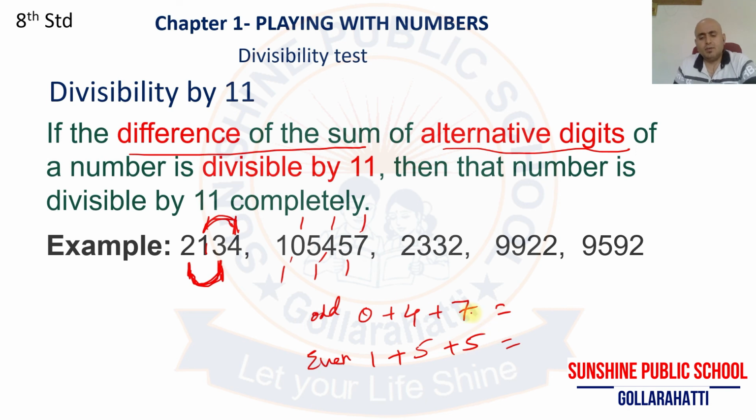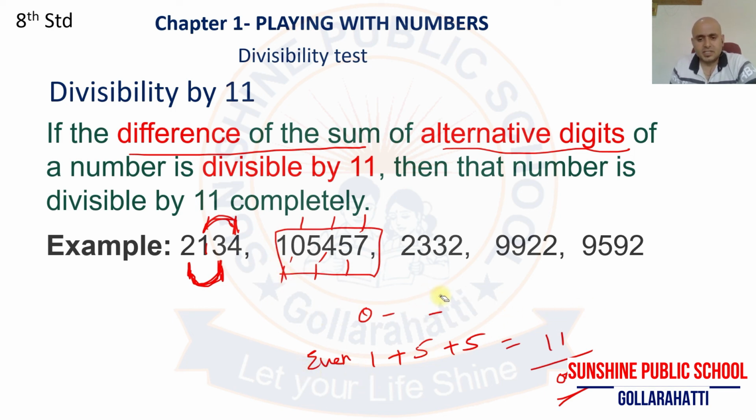So when you add 7 plus 4 plus 0, 7 plus 4 is 11. And 5 plus 5 plus 1, 5 plus 5 is 10, 10 plus 1 is 11. So again 11 minus 11. If the difference of the alternate digit sums is 0 or 11, so 11 minus 11 is 0, then we can say this number is completely divisible by 11. Okay, I hope you understand.